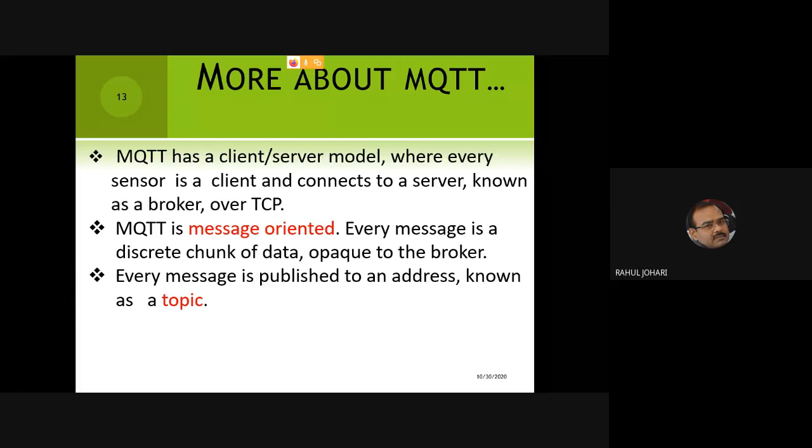Then again, MQTT, or Mosquitto, is message oriented, and every message is a discrete chunk of data. It's very opaque to the broker. Every message is published to an address known as a topic, so my broker will maintain a list of the topics. These topics can be information about atmospheric temperature, pressure, humidity, soil conditions, any kind of sensing. All this information will be kept by the brokers.